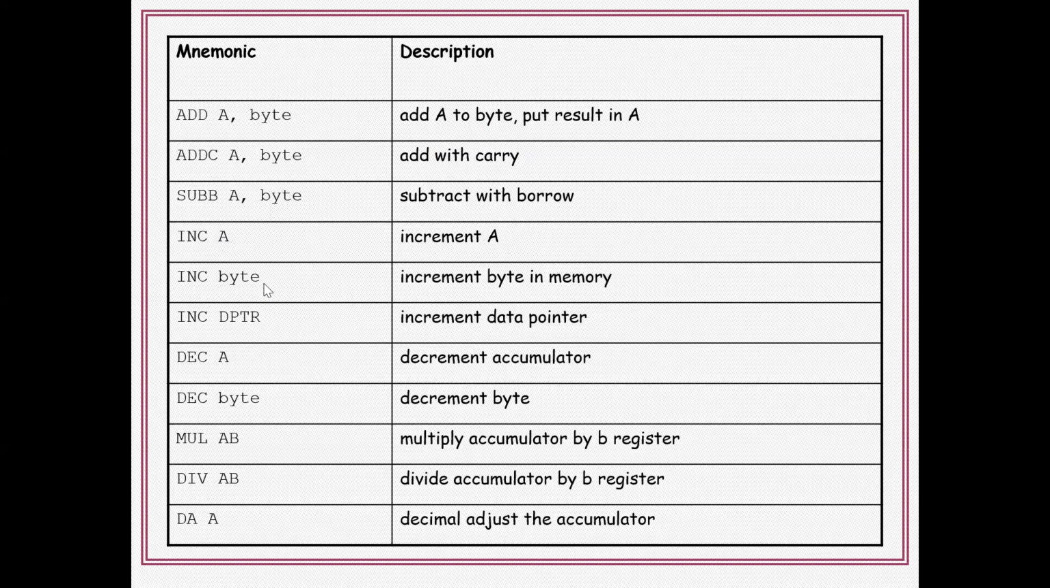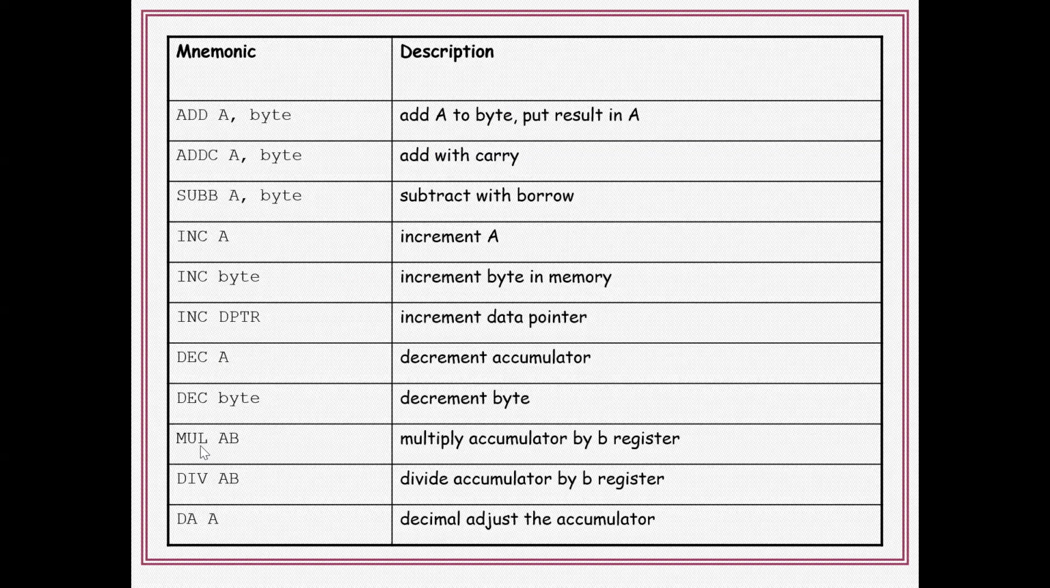INC byte, increment byte in memory. Next one, increment DPTR. The content of the DPTR register is incremented. And DEC indicates decrement. The specified register is A, so that decrements the accumulator. And the next one is DEC byte, decrement byte.